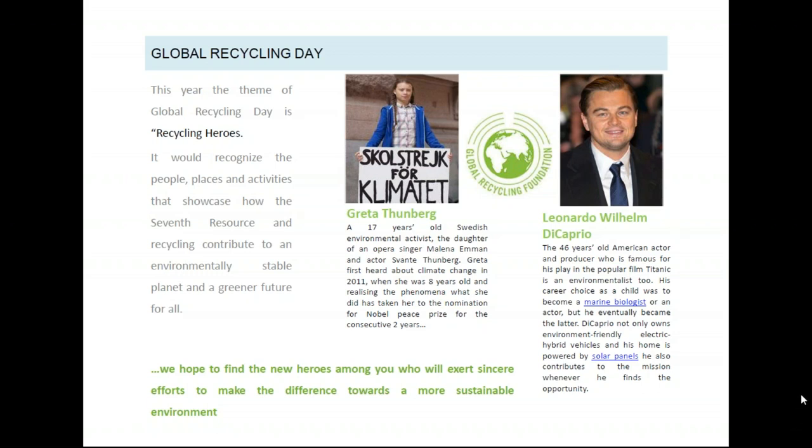Yeah, so the 46 years old American actor and producer who is famous for the film Titanic, he's an environmentalist as well. His career choice as a child was to become a marine biologist. But eventually, the second choice was the actor and he became the latter. DiCaprio not only owns environment-friendly electric hybrid vehicles, and his home is powered by solar panels, he also contributes to the mission whenever he finds any opportunity.